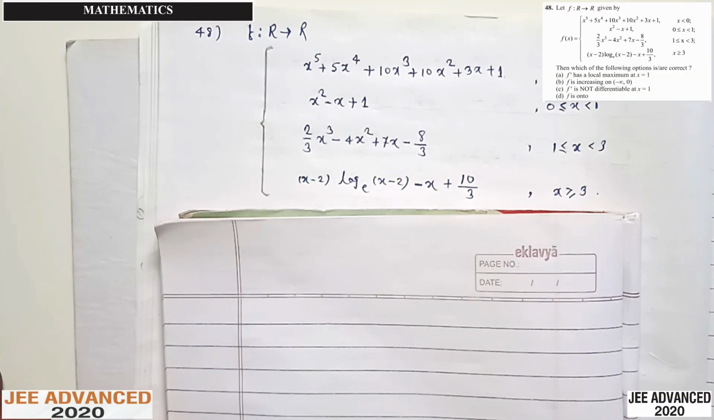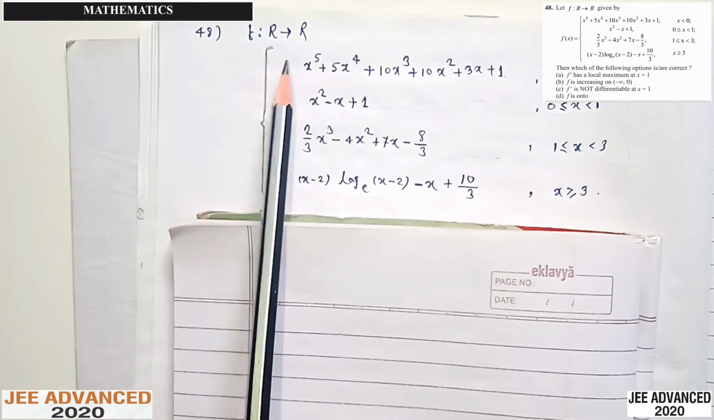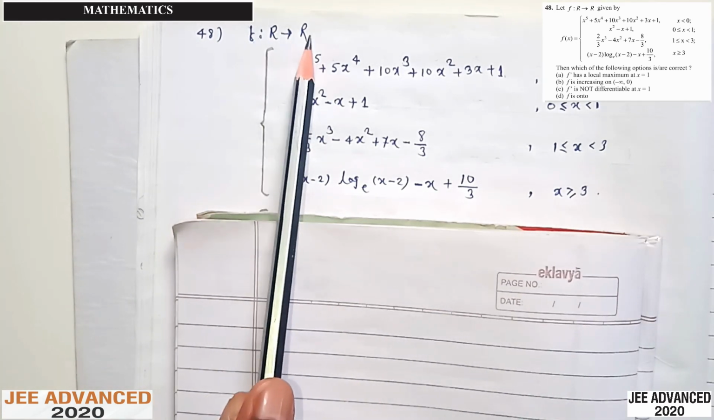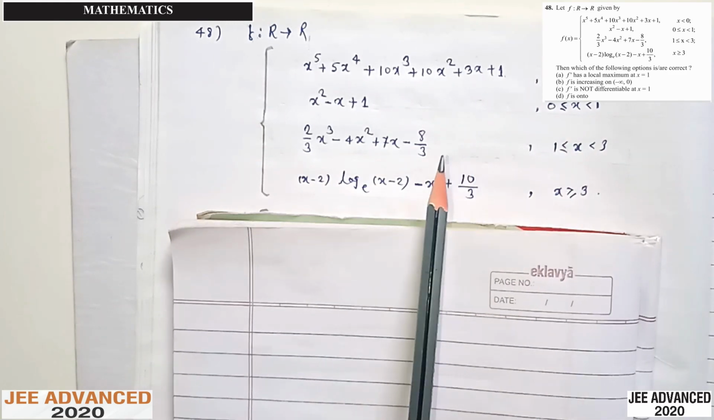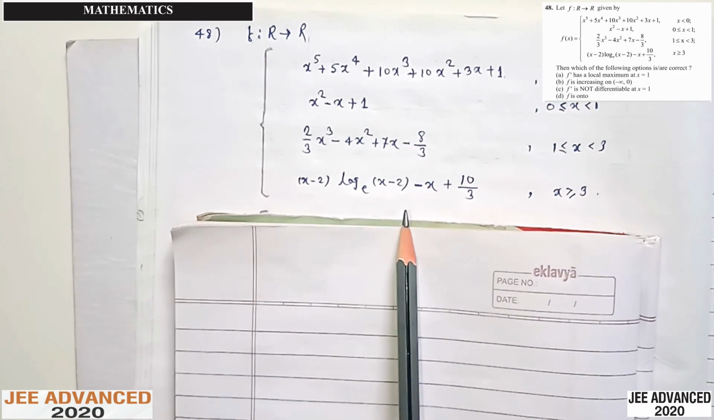Let's get started with our solution. Here we are given a real valued function mapping f from real to real, and a function is defined over here. This is the function which we have been given in our question.